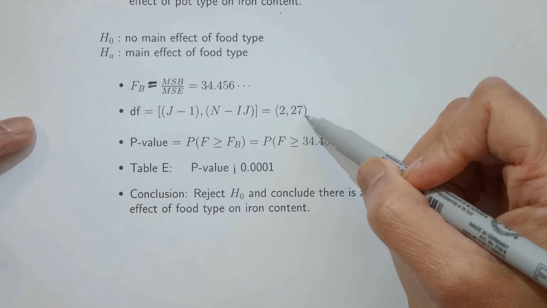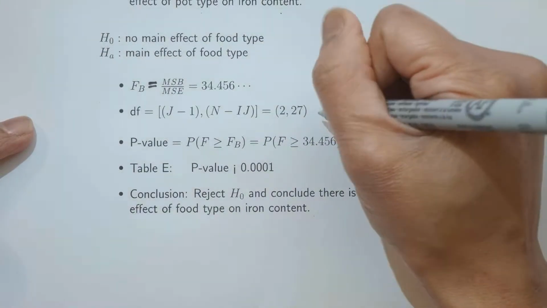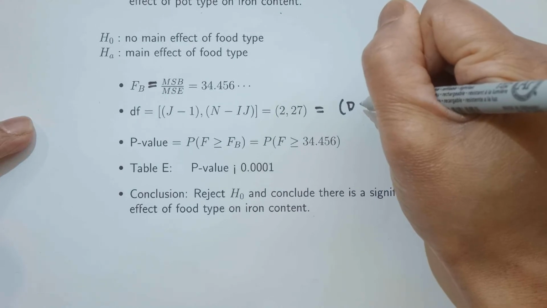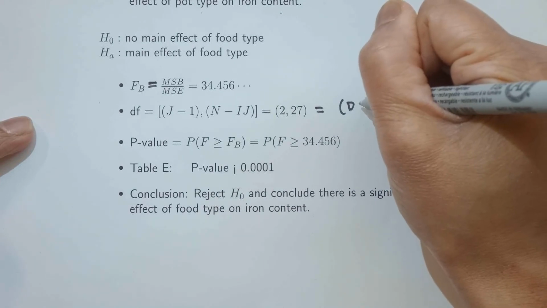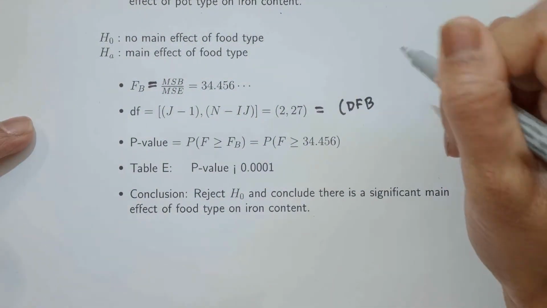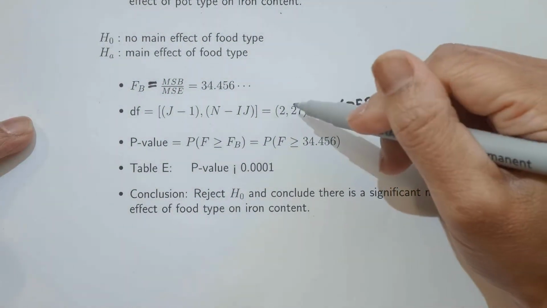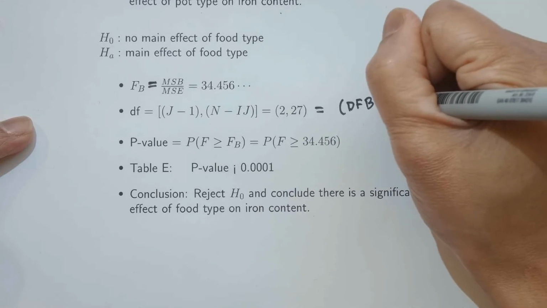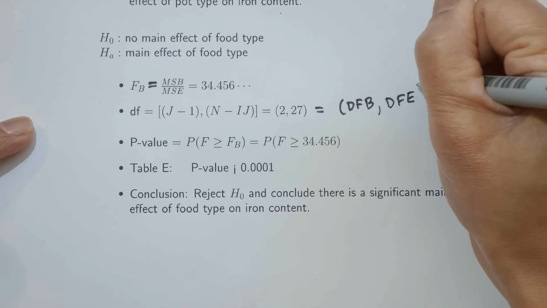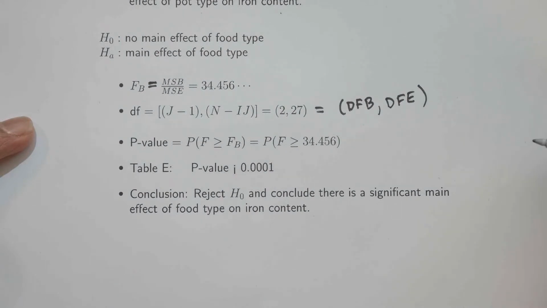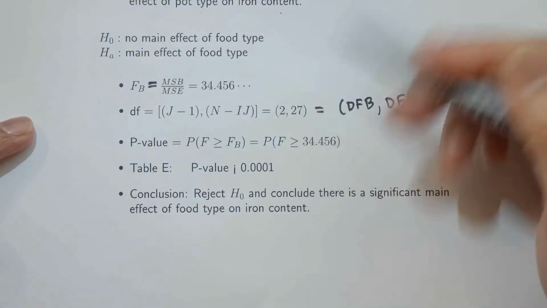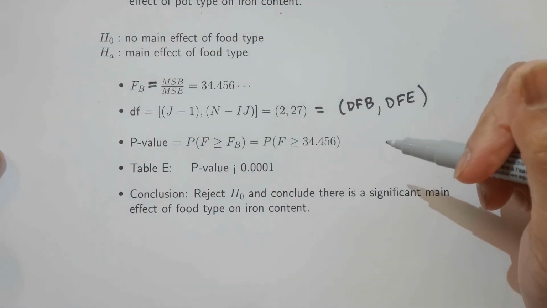This is also on 2 and 27 degrees of freedom, but here that's just because we had the same number of levels in factor A and factor B. So capital I equaled capital J, and that's why we get the same degrees of freedom. So it's the degrees of freedom associated with factor B and the degrees of freedom associated with our error. Again, we can read this value and that value directly off of our ANOVA table.